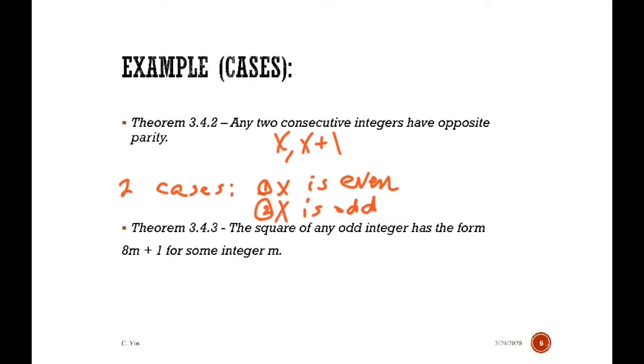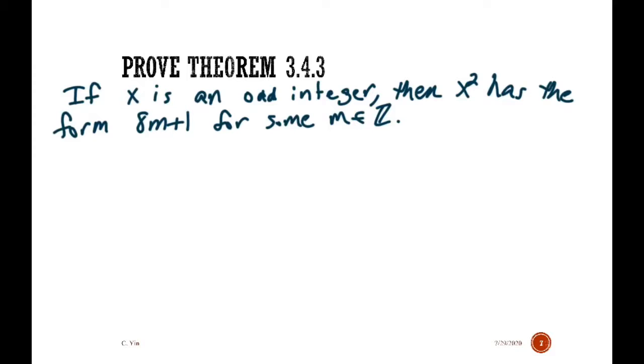Let's first rewrite this in an if-then format. I'm going to suggest, and there may be varying ways to write this, but since we want to start with an odd integer, we can start with: if x is an odd integer, then x squared has the form 8m plus 1 for some integer m. So if I'm trying to prove this, of course, after the word proof, we're going to write what we're going to assume. So let's say we're going to assume x is an odd integer.